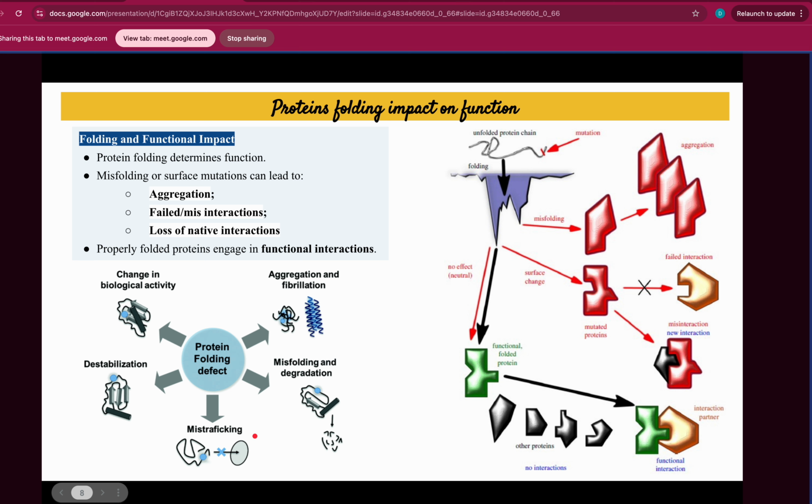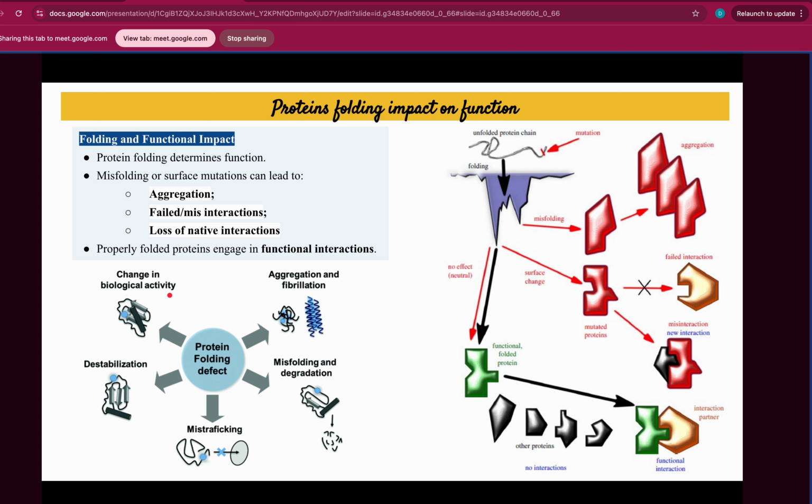Or mistrafficking. If the protein is not properly folded and has a signaling region towards its N-terminal region, then in such scenarios, if there is some change, it might get mistrafficked. It might not move from nucleus to cytoplasm, or it might not move across different tissues which it might have moved previously. So there could be mistrafficking. Or destabilization. The protein can also get destabilized and ultimately it will be degraded by different proteases.